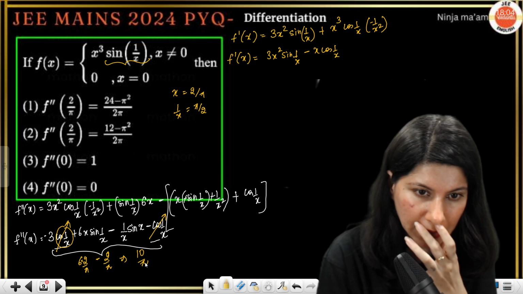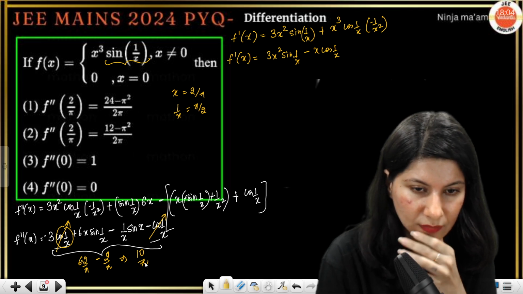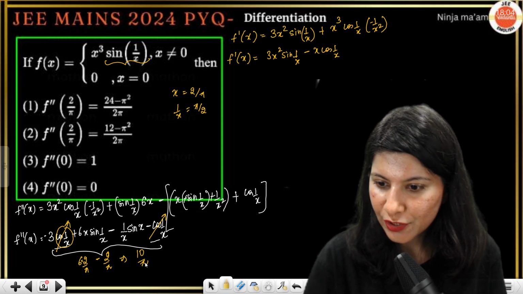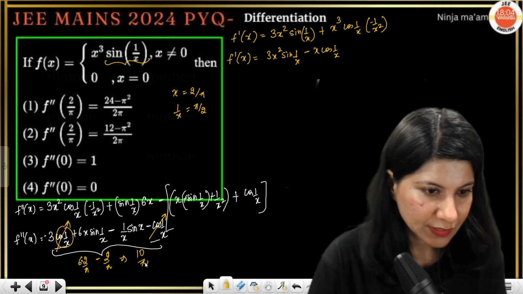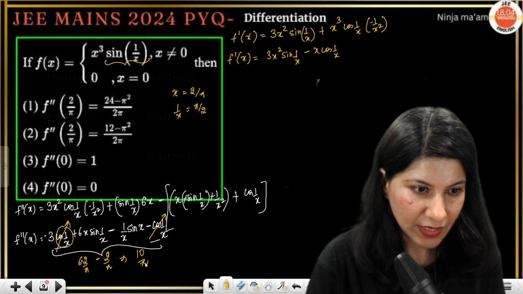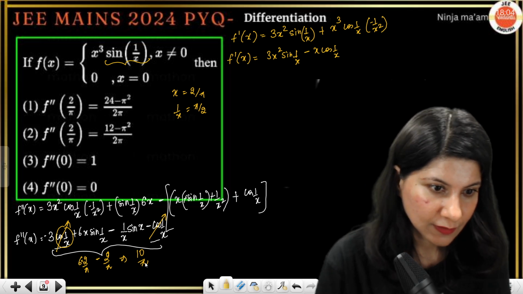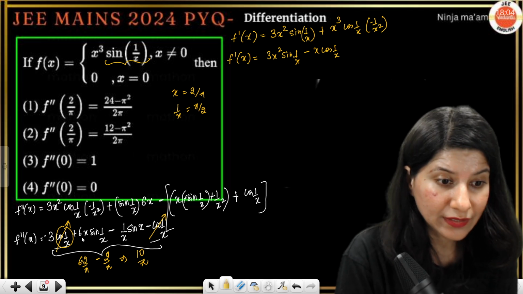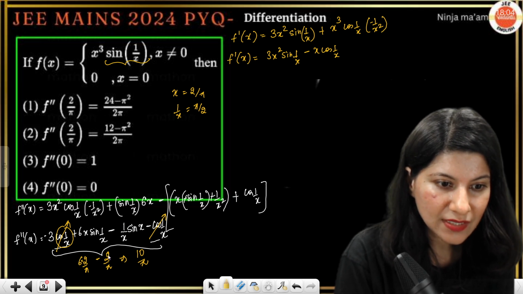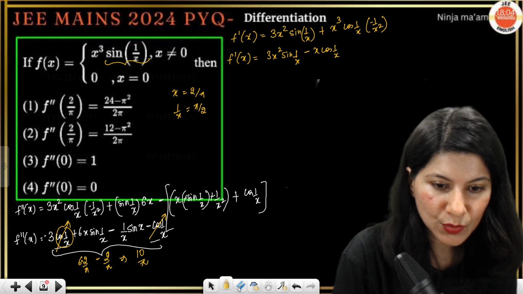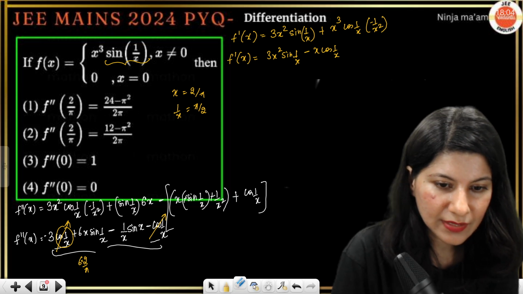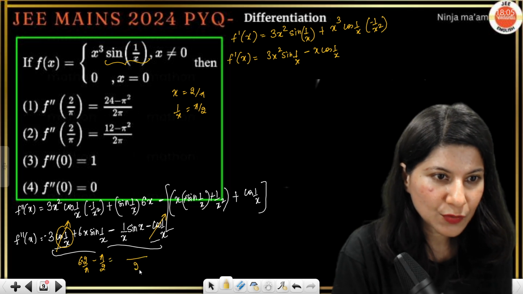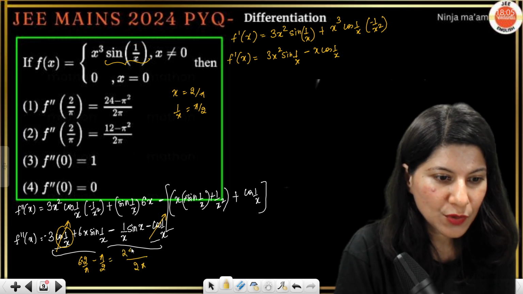Any mistake I have committed? Okay, 1 by x. All right. So f double dash 2 by pi will be 12 by pi. Okay, and this is okay. All right. 12 by pi correct, minus this is 1 by x. So this is pi by 2. Sorry, this is pi by 2, right? The second term is pi by 2. Yeah, now it's right. So now if you solve, this is 24 minus pi square over 2 pi.